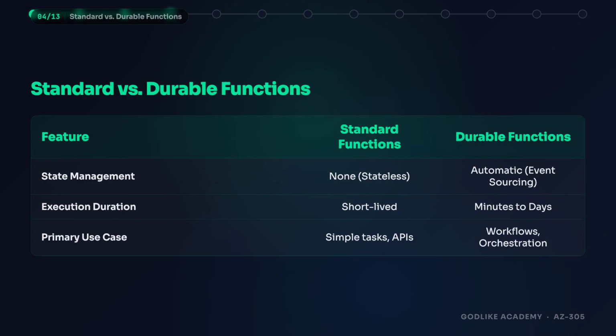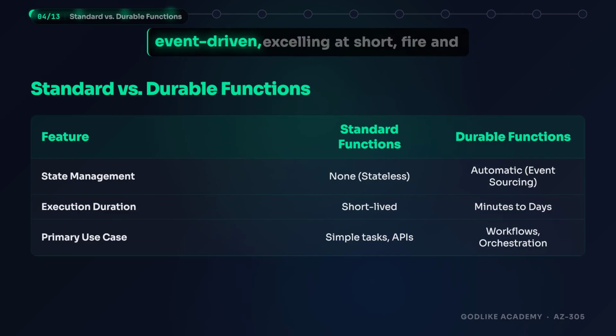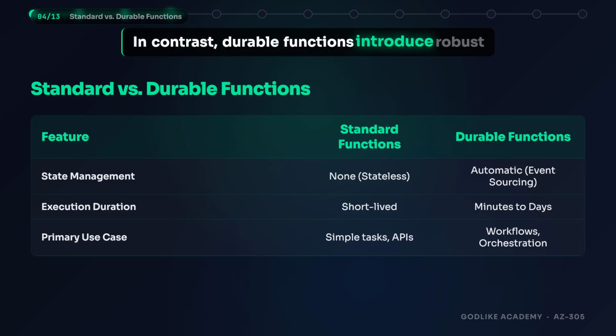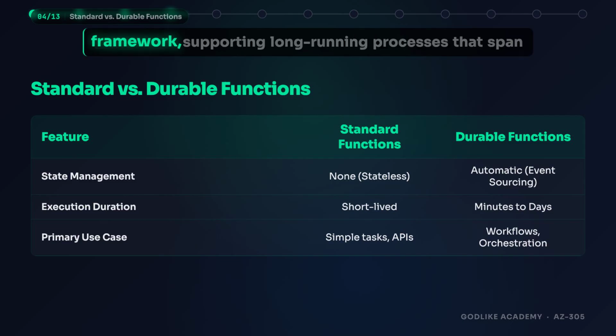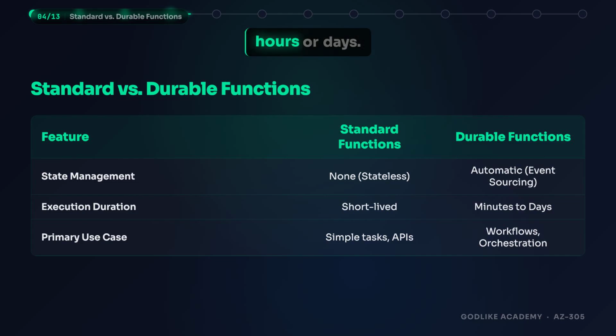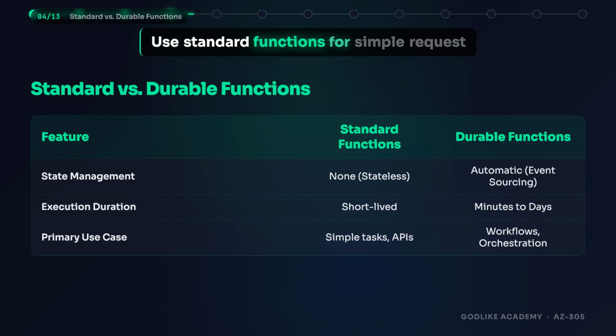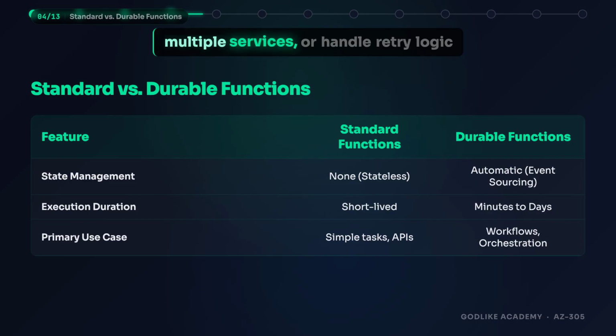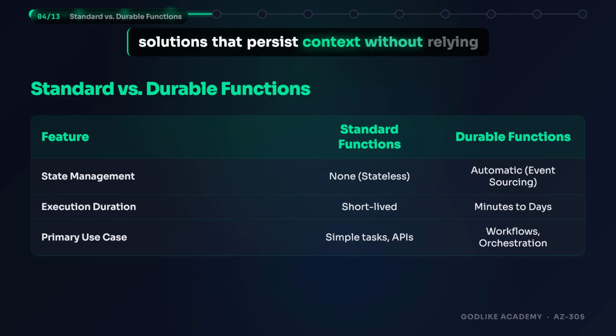Compare this to what you already know. Standard Azure functions are stateless and event-driven, excelling at short, fire-and-forget tasks triggered by HTTP or queue messages. In contrast, durable functions introduce robust state management via the Durable Task Framework, supporting long-running processes that span hours or days. Use standard functions for simple request-response patterns, but switch to durable functions when you must track progress over time, manage distributed transactions across multiple services, or handle retry logic with specific delay intervals. This distinction is vital for architecting solutions that persist context without relying on external database writes for every step.